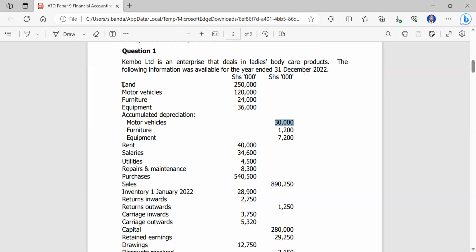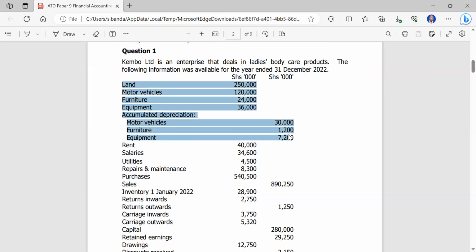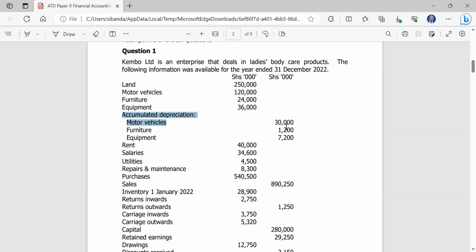Now, there are cases where the examiner may not give you these accumulated depreciations, and they'll only give you the values of the assets with their net book values. Like I said, this is cost and this is accumulated depreciation. In case the examiner just gives you these assets as they are, they'll only give you the net book values. Net book value is cost minus accumulated depreciation.